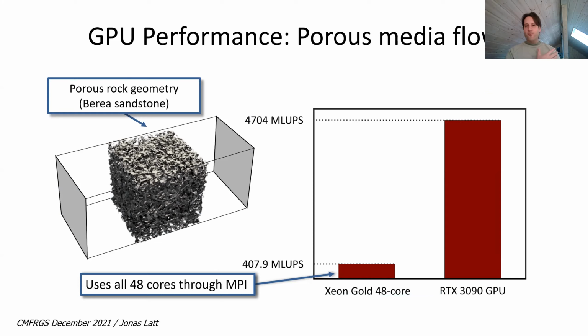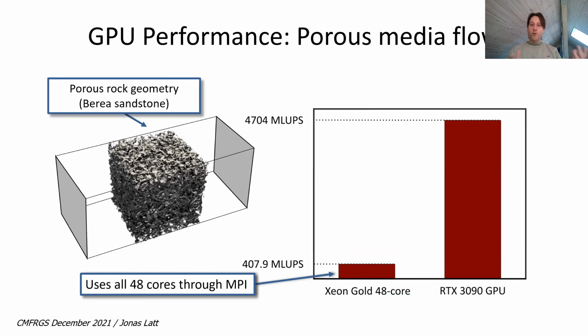When you run a single phase flow through that media, you can measure the performance on two types of machines. I measured it here on a CPU, which is a Xeon Gold. It's a high-end CPU with 48 cores, which is really fast and also really expensive. And when we ran it here, of course, we used all the 48 cores. We also ran it on a GPU, which is an RTX 3090. I think it's the best gaming GPU from NVIDIA which you can get these days. But it is really a gaming GPU. So price-wise, both machines are really comparable.